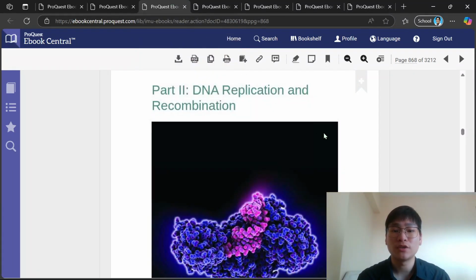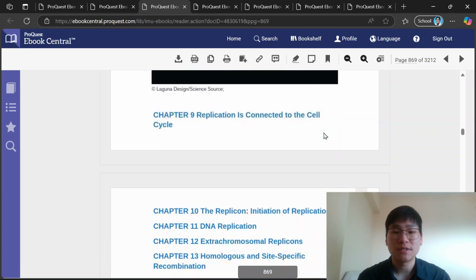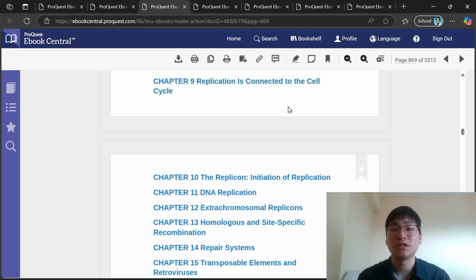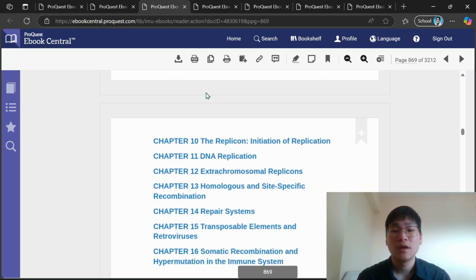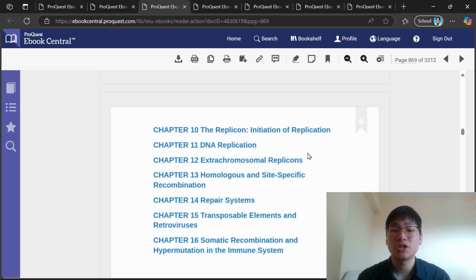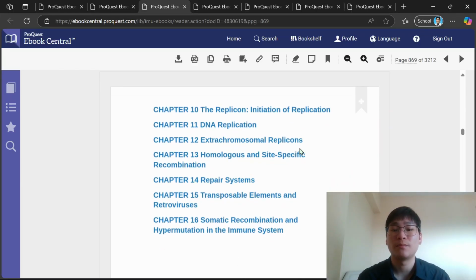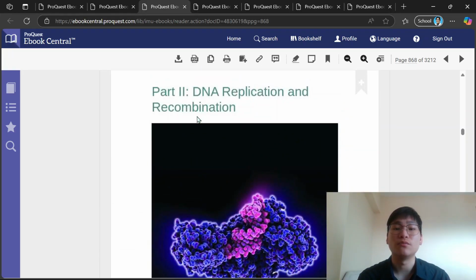And then let's move on to part 2, which is a little bit more advanced on DNA replication and recombination. So look at the chapters here. We've got replication is connected to the cell cycle. So this is basically replication in the normal cell. Then we have the replicon, the initiation of replication, DNA replication, extra chromosomal replicons, homologous and site-specific recombination, repair systems, transposable elements and retroviruses, and somatic recombination and hypermutation in the immune system. So this all is encompassed in part 2, which is gene replication and recombination.